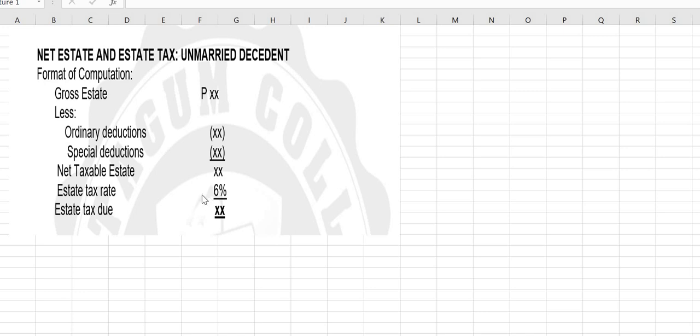Before the TRAIN law, or before January 1, 2018, the tax rate was actually a graduated tax table. We followed the tax table for estate tax. But effective January 1, 2018, with the TRAIN law, it is a flat rate of 6%. So the net taxable estate times the estate tax rate of 6% gives us the estate tax due. That is our computation.